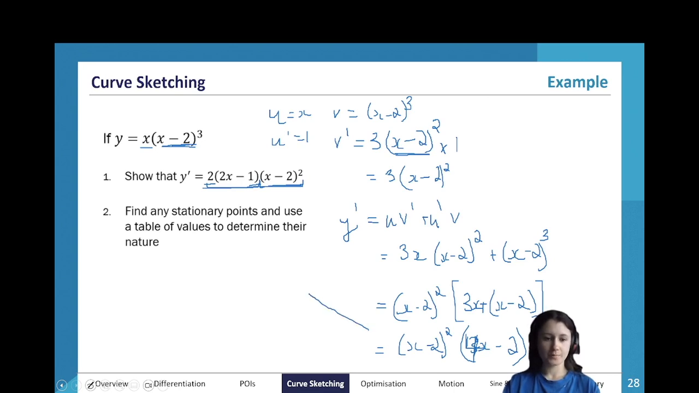So we can say that this is equal to, instead of 4x take 2, we can take the 2 out to leave us with 2 times 2x minus 1, and then x take 2 squared. Alright, and this is our answer. Now we need to find any stationary points and use the table of values to determine their nature.